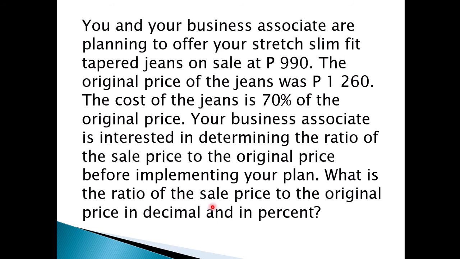Okay, situating the problem there, our given are the following. The 990 pesos, which is the planning to offer, and then the original price will be 1,260, and then the cost of the jeans is 70% of the original price. So we have it there, 3 variables given in the problem. And then we need to solve for what is the ratio of the sale price to the original price. Okay, sale price over our original price.